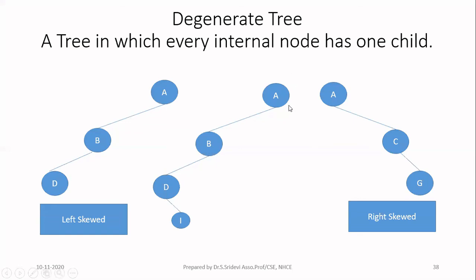And you consider the diagram in the middle. So A is having a child in the left part, B is having a child in the left part, whereas node D is having one child in the right direction. So we cannot say this is either left skewed or right skewed. Okay, so all these things are possible in the case of a degenerate tree. So the important point here is every internal node will have only one child.